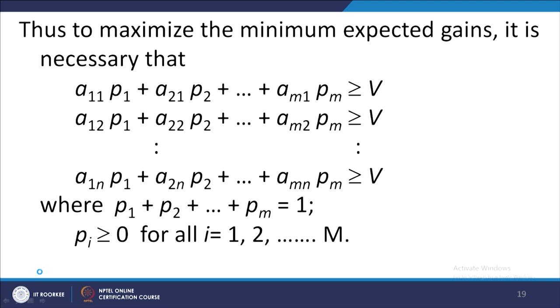Thus, to maximize the minimum expected gain, we must have the following conditions, that is a11 P1 plus a21 P2 plus up to am1 Pm should be greater than or equal to V, and similarly a12 P1 plus a22 P2 plus up to am2 Pm should be greater than or equal to V, and the last inequality will be a1n P1 plus a2n P2 plus up to amn Pm should be greater than or equal to V. And of course, the conditions, that is P1 plus P2 plus up to Pm, should be equal to 1, and all the Pi should be greater than or equal to 0, where i goes from 1 up to m.